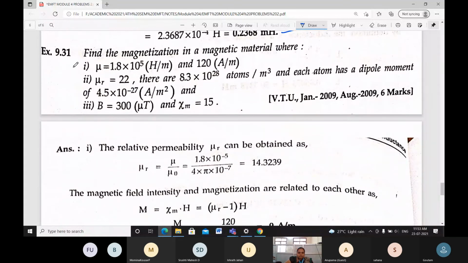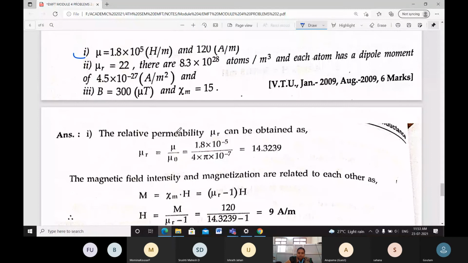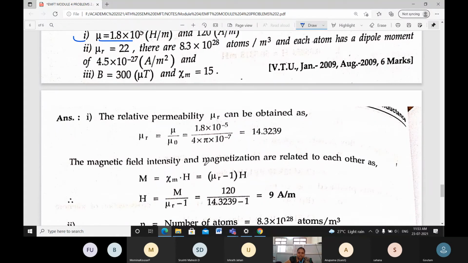In the first case, the relative permeability mu r can be obtained as mu r is going to be mu divided by mu naught. They only given what is the mu. From this I can find what is mu r. Mu is 1.8 and we know mu naught 4 pi 10 raised to minus 7. Then you calculate, you will be getting 14.3239.